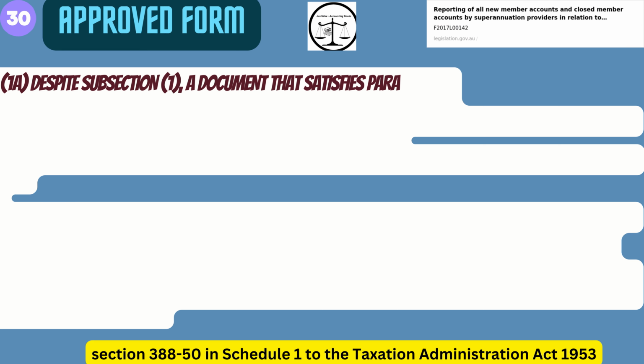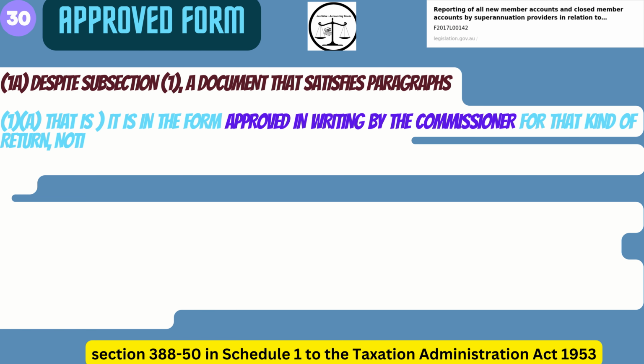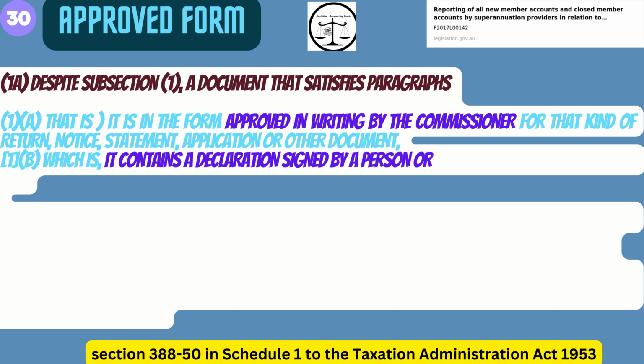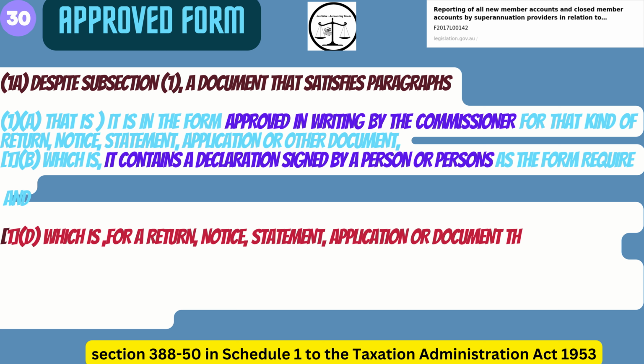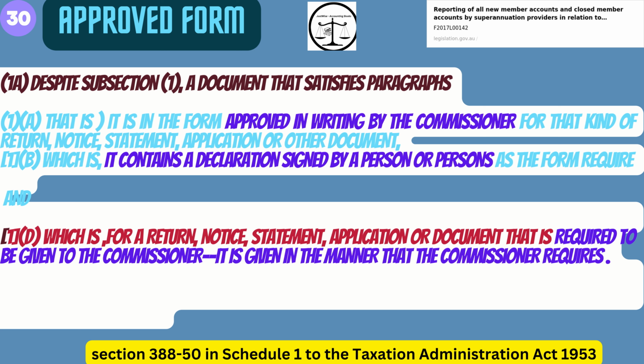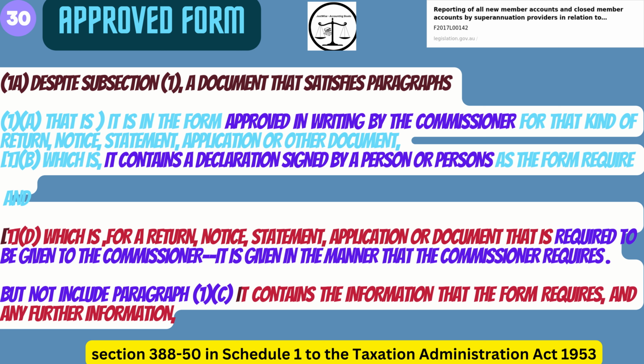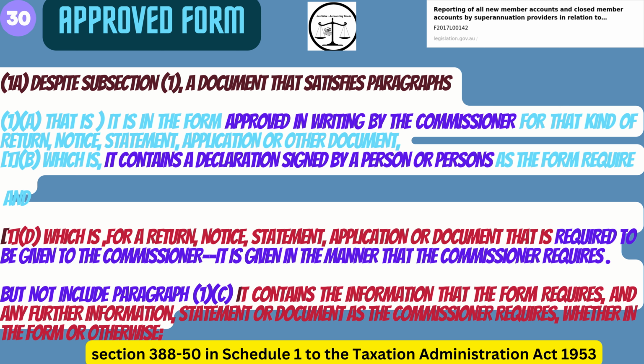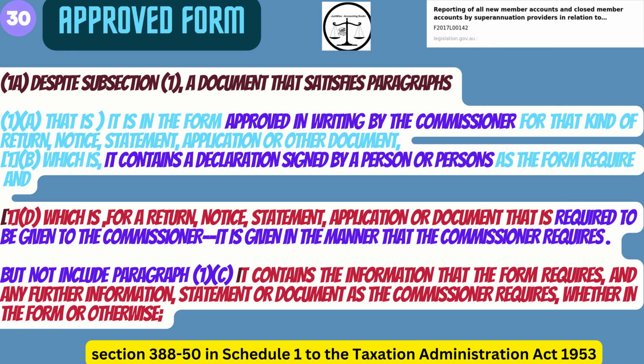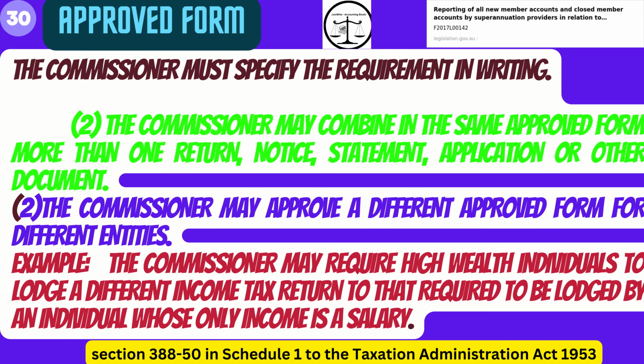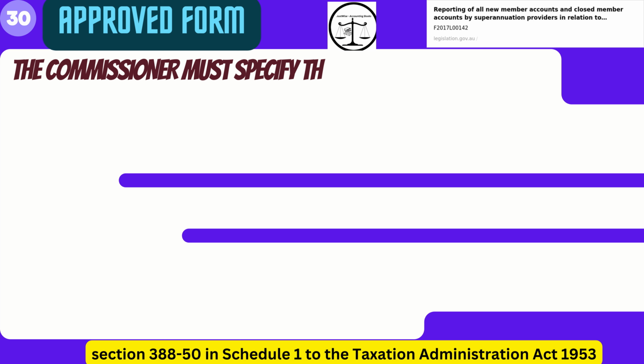1A. Despite subsection 1, a document that satisfies paragraphs 1(a), that is, it is in the form approved in writing by the Commissioner for that kind of return, notice, statement, application, or other document, 1(b), which is, it contains a declaration signed by a person or persons as the form requires, and 1(d), which is, for a return, notice, statement, application, or document that is required to be given to the Commissioner, it is given in the manner that the Commissioner requires, but not including paragraph 1(c), that is, it contains the information that the form requires, and any further information, statement, or document as the Commissioner requires, whether in the form or otherwise, is also considered in the approved form if it contains the information required by the Commissioner. The Commissioner must specify the requirement in writing.